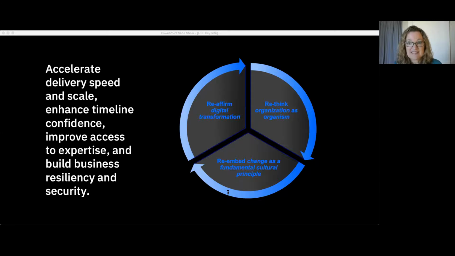Enterprise transformation, it's never complete. Those organizations that clearly thought they were done probably realized that they weren't, and truly place transformation at the center of the strategy. Ensuring that you're rethinking your organization as an organism. In other words, working together across your organization, ensuring that you're aligned.